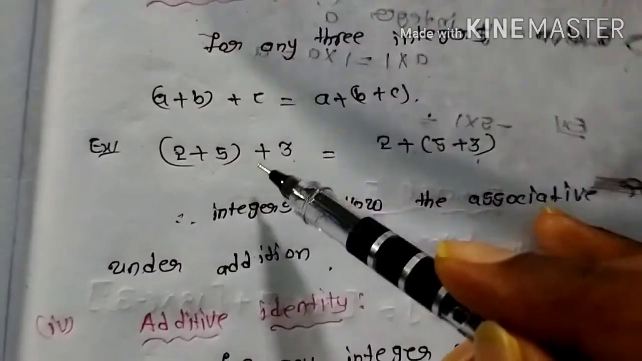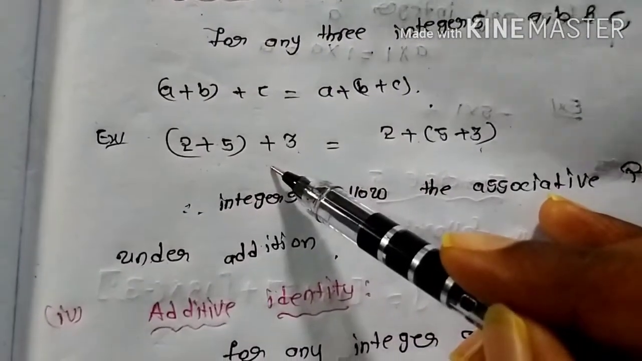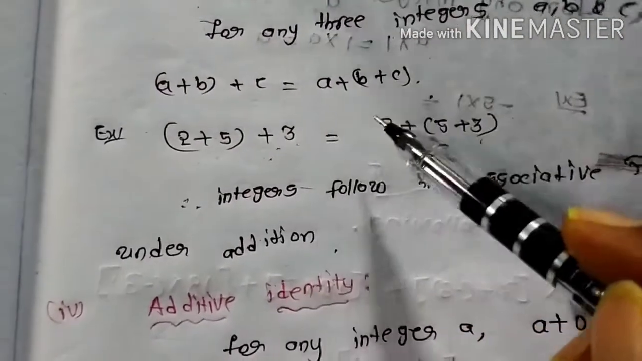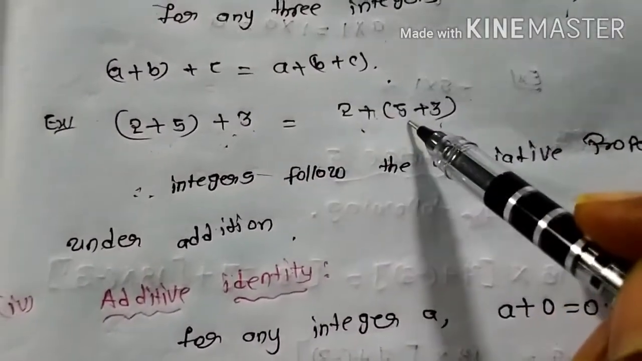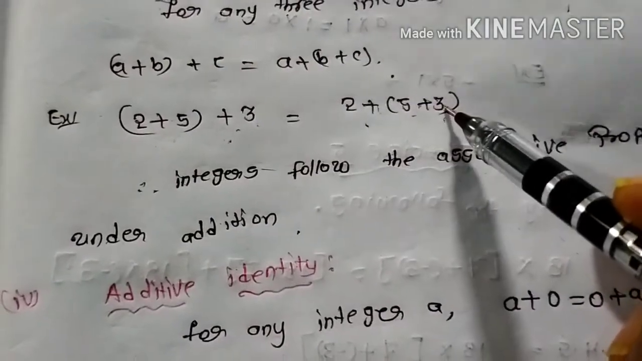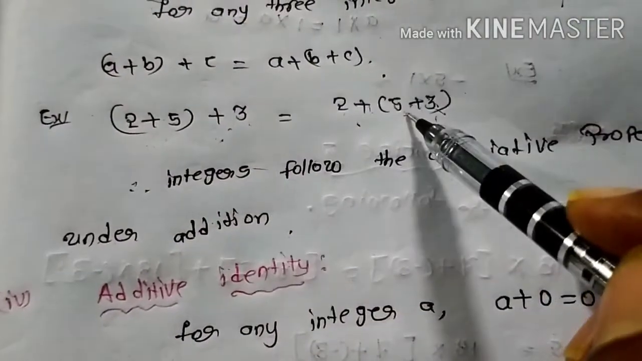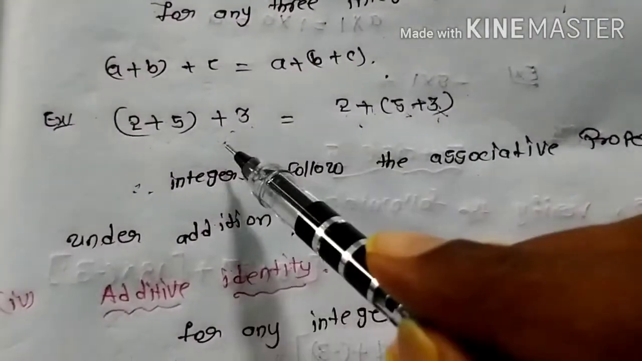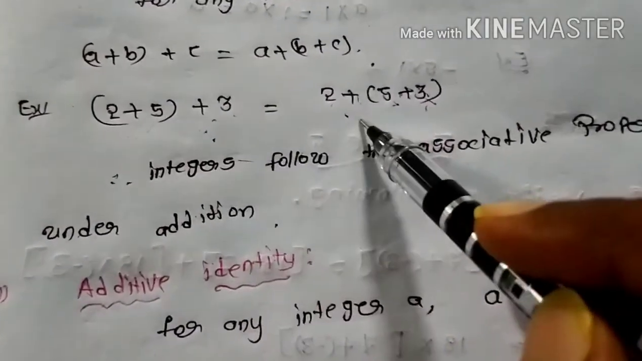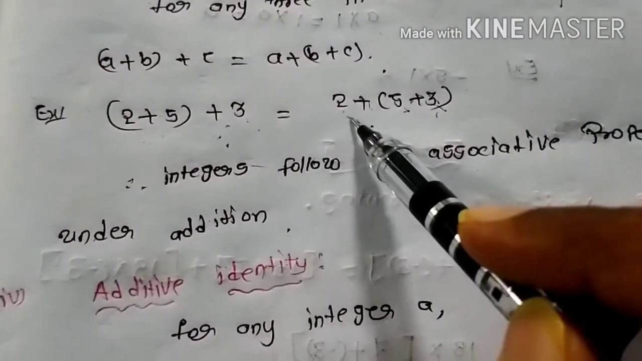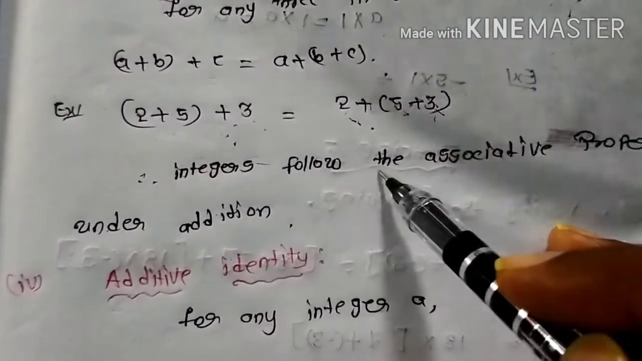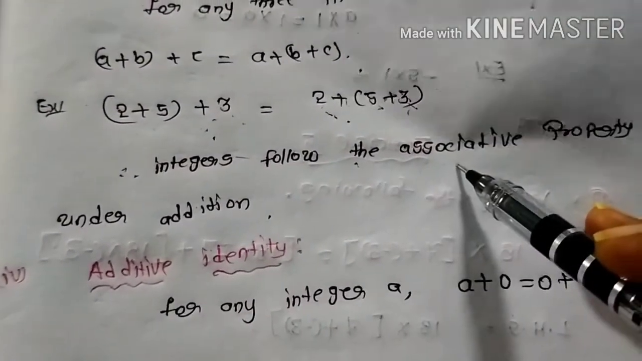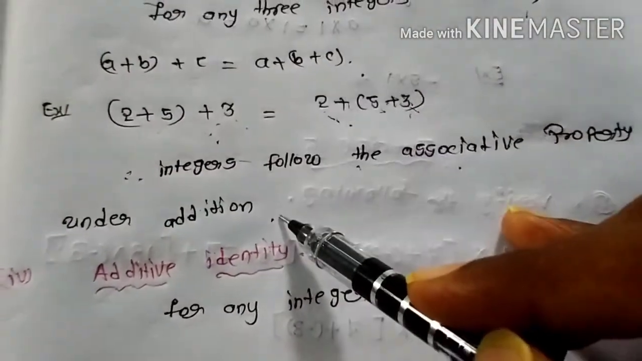7 plus 3 is how much? 10. Is LHS equal to 10 or not? Yes. Okay, you can see the right side also, equal or not. 2 plus, first you can do the brackets. 5 plus 3 is how much? 8. 2 plus 8 how much? 10. That means LHS is 10, RHS is also 10. That means both are equal or not? Yes. So that only I am writing here: integers follow the associative property under addition.